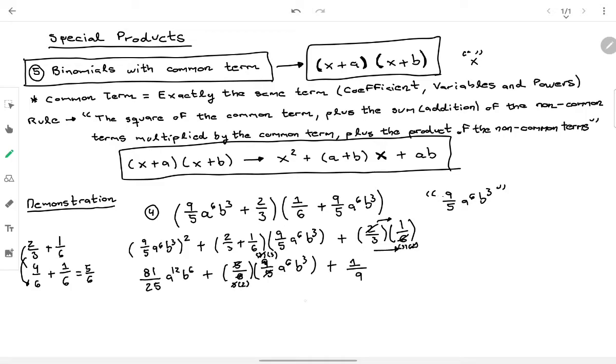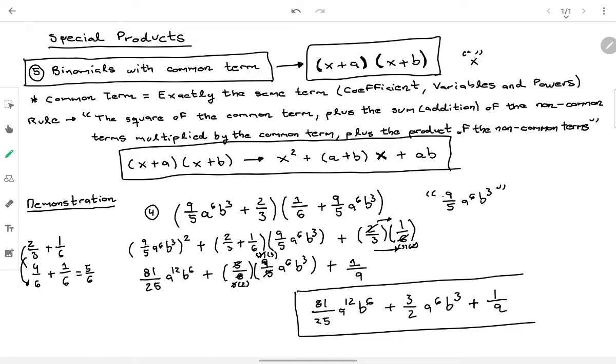So our final answer is going to be 81 over 25 a to the 12 b to the 6, then plus 3/2 of a to the 6 b to the third plus 1 over 9, and that will be our final and ordered answer. So let's see another example.